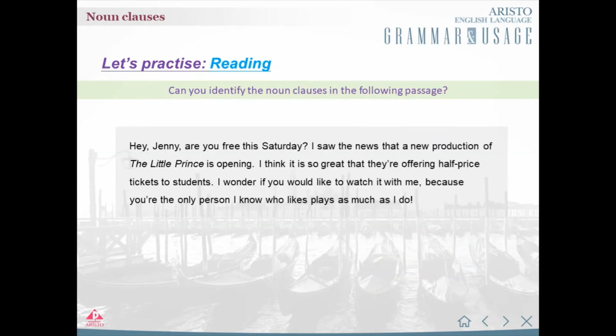Let's practice reading. Can you identify the noun clauses in the following passage?